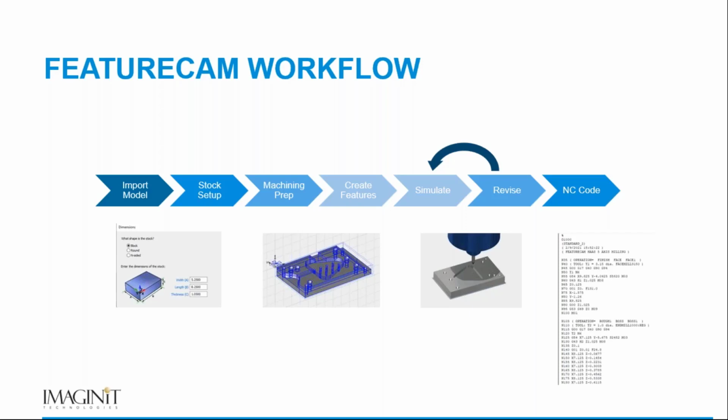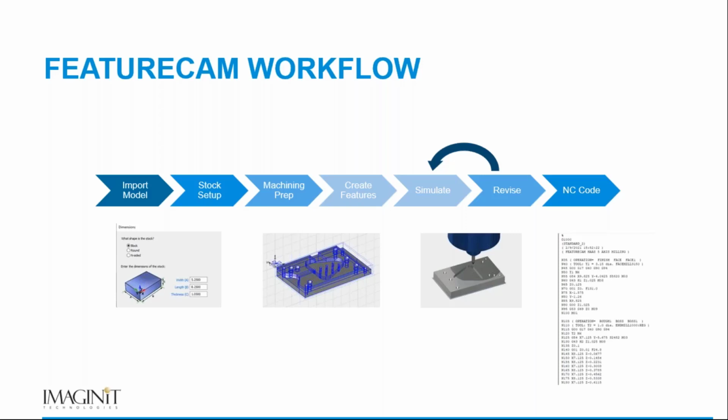After we import a model, we have the option to set up our stock. The neat thing about FeatureCAM is it's very great for walking you through the process of setting up your part. Once we import a part, we have the option to choose our stock manually, or to automatically start our stock wizard, which walks us through the parameters of the part and allows us to pick the stock based on those parameters.